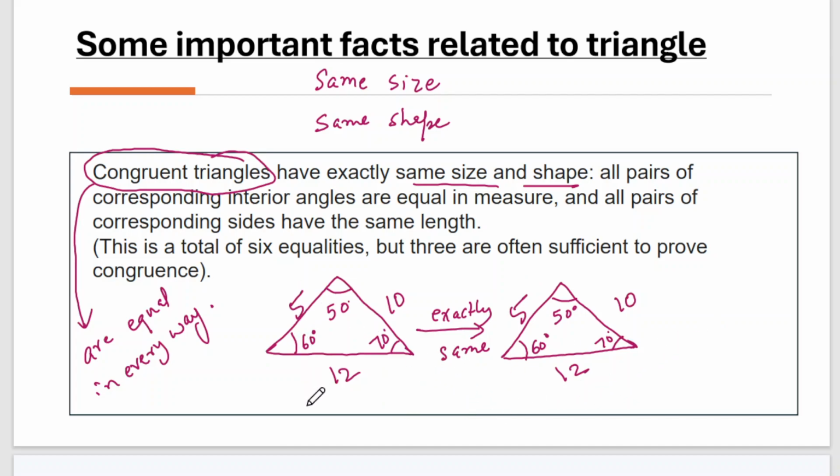Now you can see we have three pairs of corresponding interior angles. That means we have three pairs of angles and three pairs of sides. When you study in the higher class, you will come to know that out of 6 equalities, we need only 3 to prove the congruency. Okay, that we will study in the higher class.